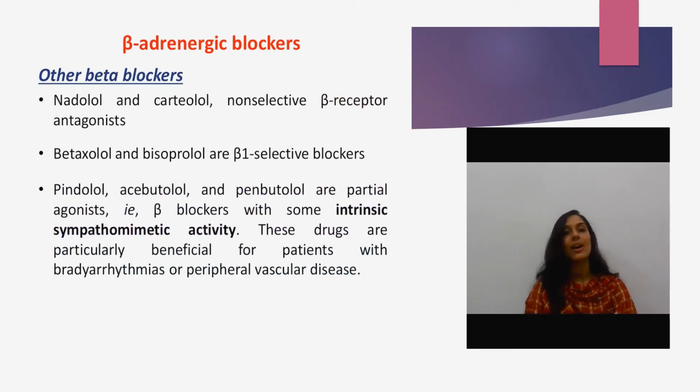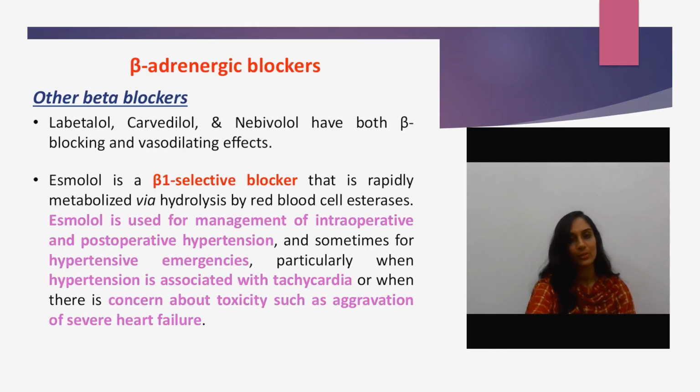Then other beta blockers are nadolol, carteolol, which are non-selective beta antagonists, then bisoprolol, betaxolol. Pindolol, acebutolol, penbutolol, all these are partial agonists, that is, beta blockers with some intrinsic sympathomimetic activity. They are particularly useful in patients with bradyarrhythmias or peripheral vascular disease. Then other beta blockers are labetalol, carvedilol, nebivolol. They have beta blocking and vasodilating effects. Esmolol is a beta-1 selective blocker. It is used in management of intraoperative and postoperative hypertension.